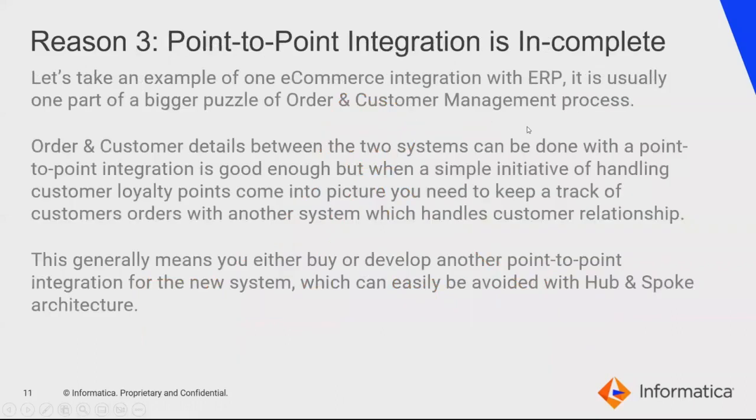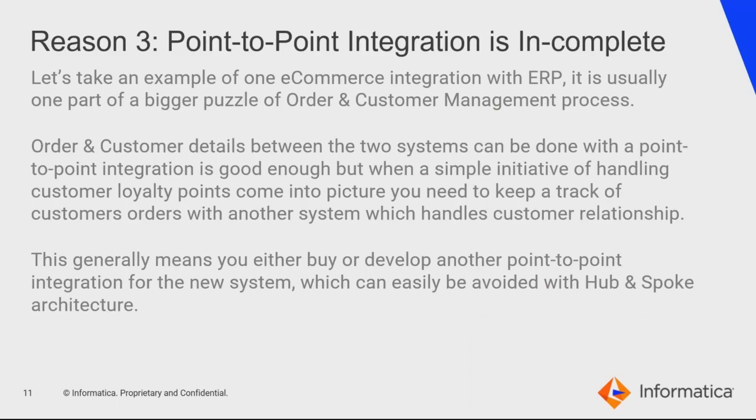Now let's look at another reason why point-to-point integration poses challenges. In most of the cases, it is an incomplete solution. Let's take an example of an e-commerce integration with ERP. It is usually one small part of a bigger puzzle of order and customer management process. So if you look at it from an enterprise architecture perspective, point-to-point integration is a very small solution to a bigger problem. Let's say order and customer details between 2 systems can be done with a point-to-point integration.